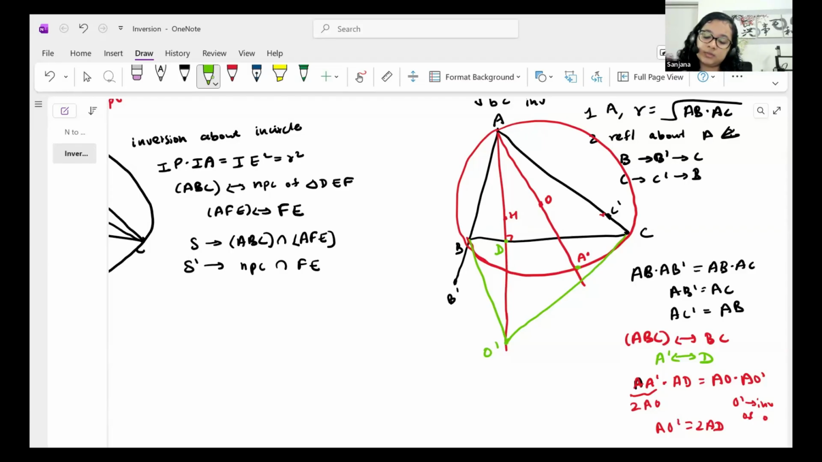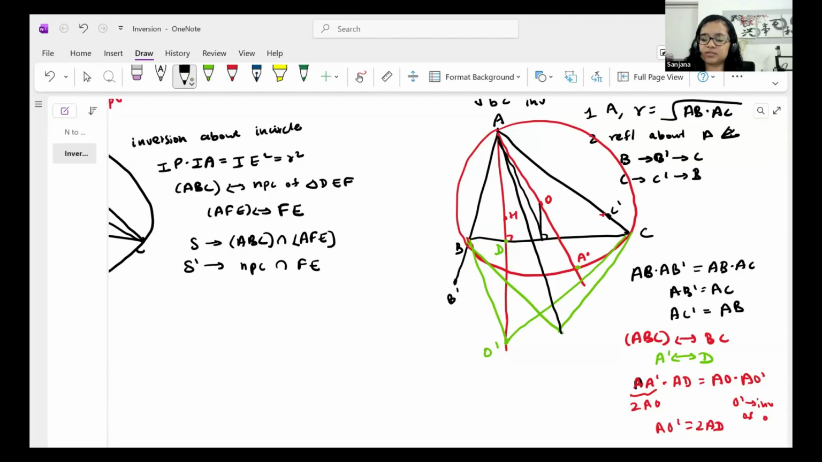And so by this similar thing, we know that the symmedian, the line passing through A and the intersection of tangents, will go to the median. And similarly for all the isogonal lines, they'll go to each other.